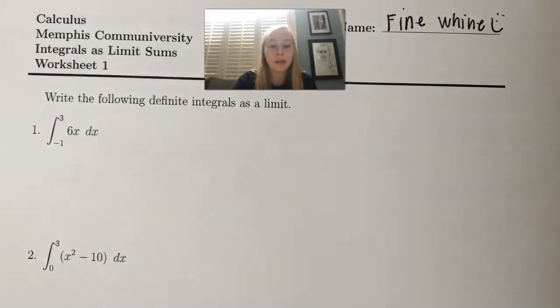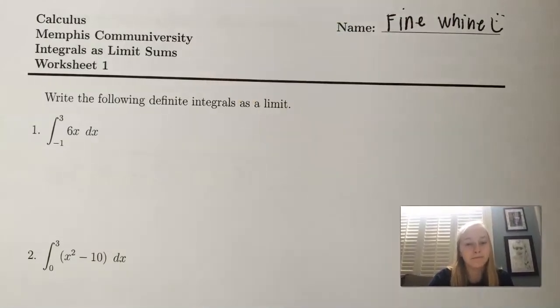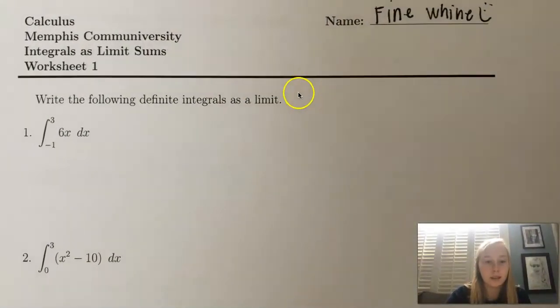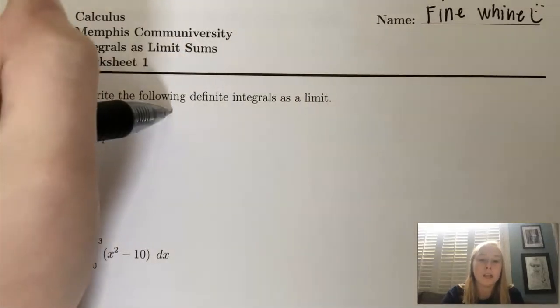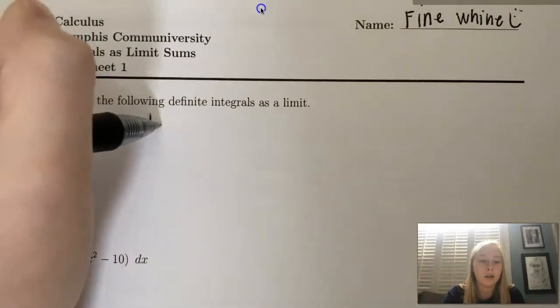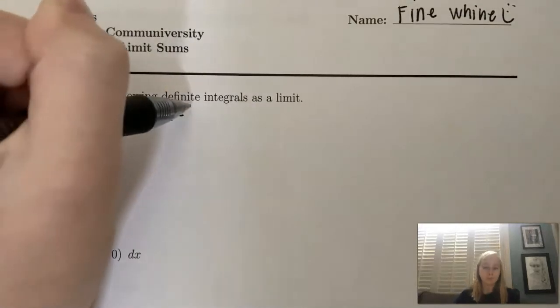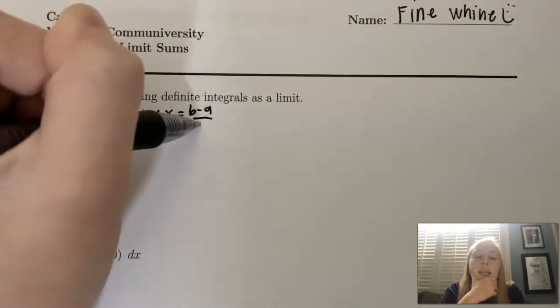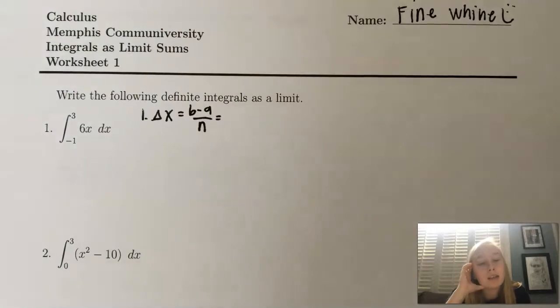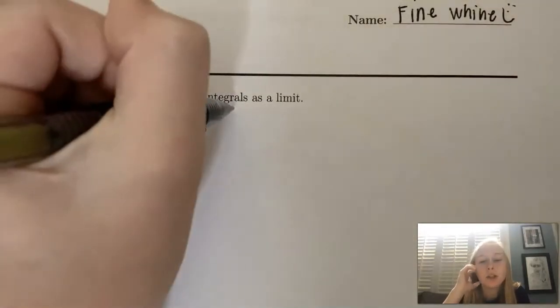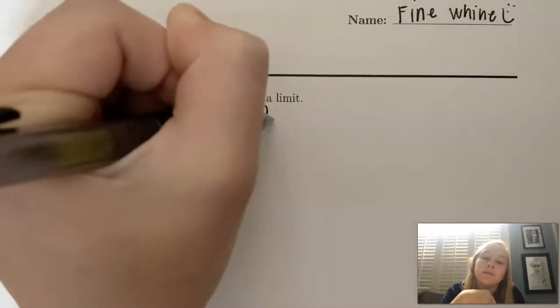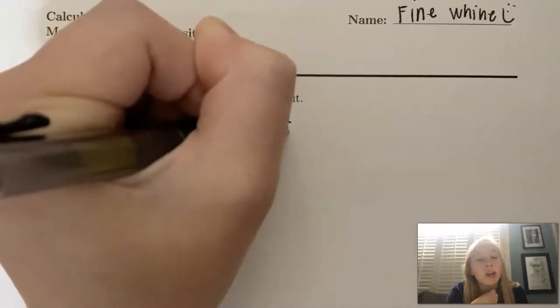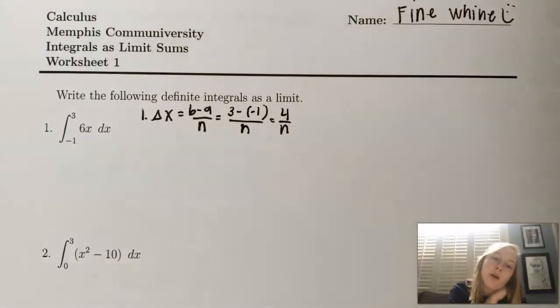Okay, so we're going to start with number 1. So we're going to write the following definite integral as a limit. So first step, we're going to find delta x, which is b minus a over n. Remember, it's just those endpoints. B is on the top, a is on the bottom. And remember, n is just a variable. We don't plug anything in for it, so it's 4 over n.